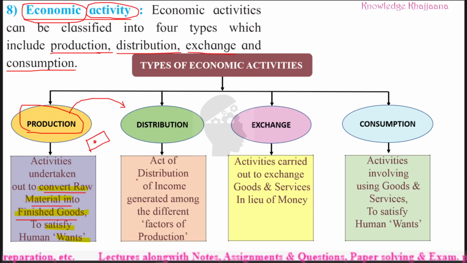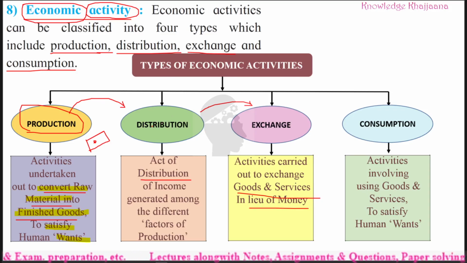Okay, see, the act of distribution of income generated among the different factors of production. So whatever has been produced, that should be distributed to the different factors of production. That is called as distribution. Now you have distributed it. Now after distributing, what is the third step? Activities carried out to exchange goods and services in lieu of money. Distributing is what you can simply consider as allocation, allocation or distribution of different factors of production.